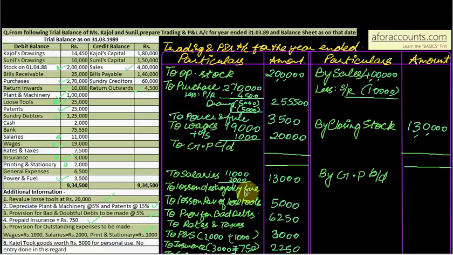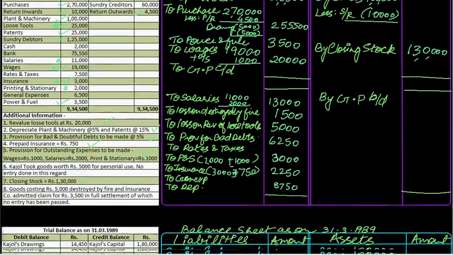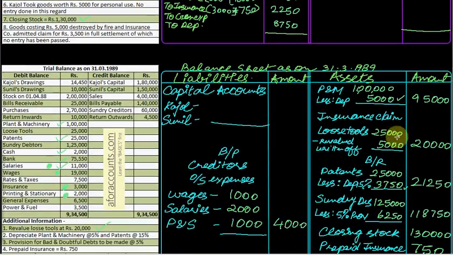See, goods destroyed by fire were 5,000, but the insurance company has accepted a claim of 3,500. So my loss is only 5,000 minus 3,500, 1,500. So that loss I will take to P&L debit, loss of goods destroyed by fire, 1,500. Okay, and the insurance company's claim is my asset. I will receive it. So insurance claim asset goes to the balance sheet, write it as insurance claim 3,500.